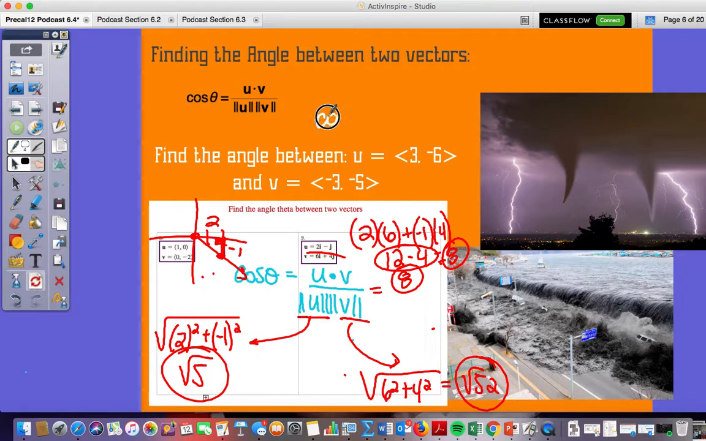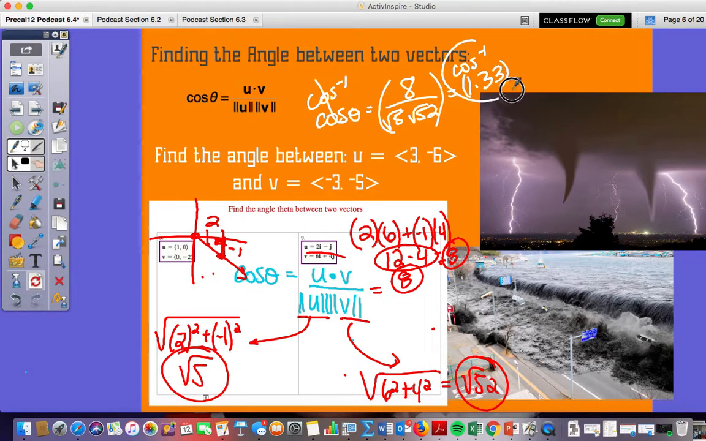So we've got cosine of theta on this left side. And then we have 8 divided by square root of 5 times square root of 52. 1.33, is that right? Awesome, Audrey, thank you. So what would we do to get theta by itself? Good, Hannah. Yeah, cosine inverse. Nice. Make sure you're in degree mode. Cosine inverse of 1.33, I think that would push it higher to the 80 something. Let me make sure.